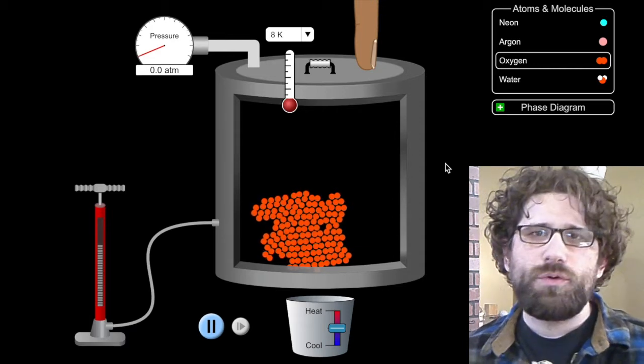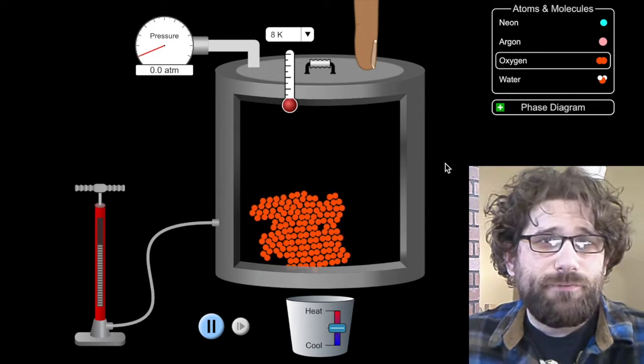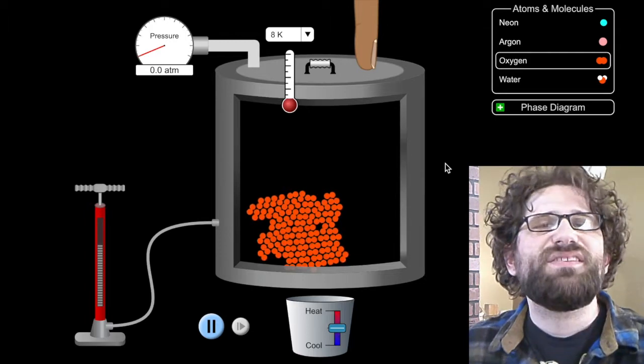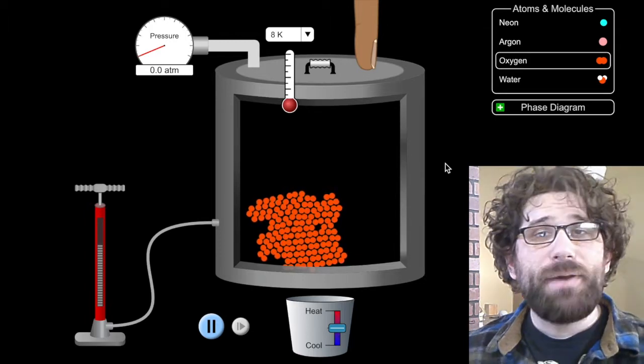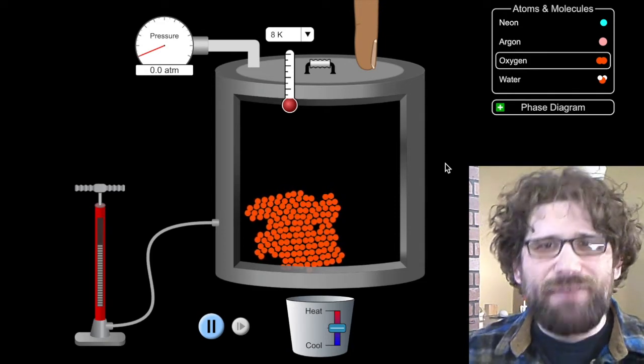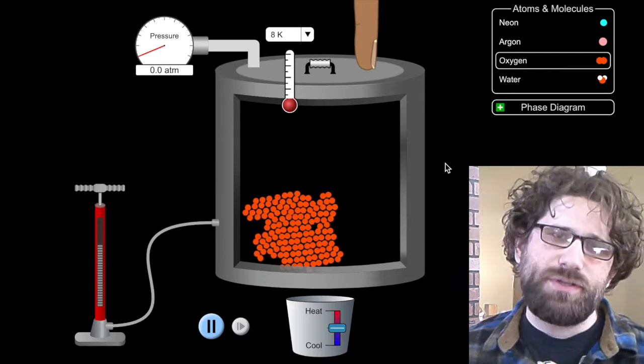Now, the difference between 1 degree and 2 degrees in kelvins is the same as the difference between 1 degree and 2 degrees in Celsius. So it moves up by the same amount each time. But it's shifted down by 273 degrees so that its zero lines up with absolute zero.